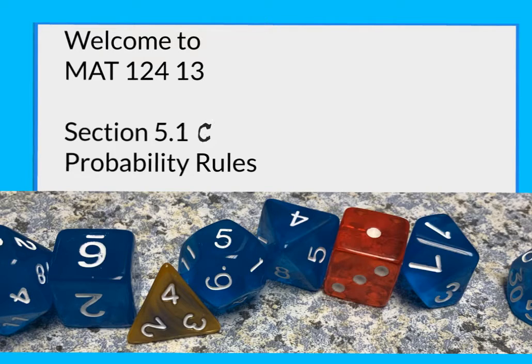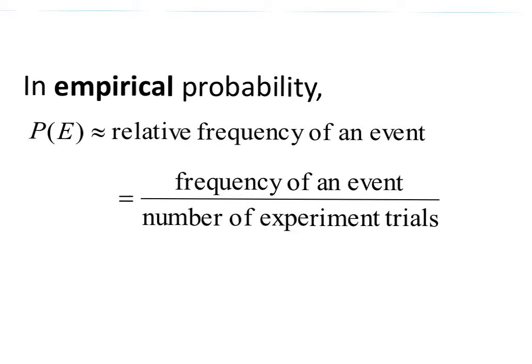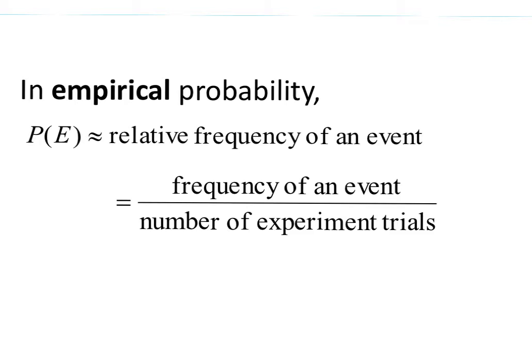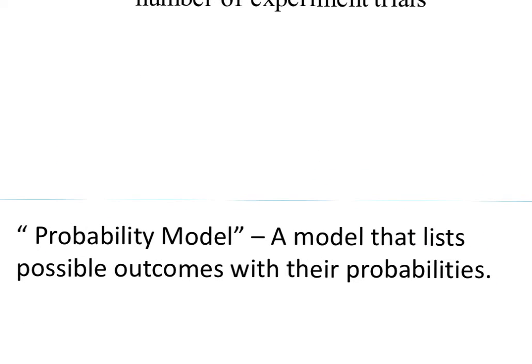You found it. Okay, so I believe this is where we left off in the last video. In empirical probability, the probability of any event E is approximately its relative frequency. So the frequency of an event divided by the number of experiment trials defines the empirical probability of event E occurring. And that was meant to be an E occurring. Okay, so let's move on.